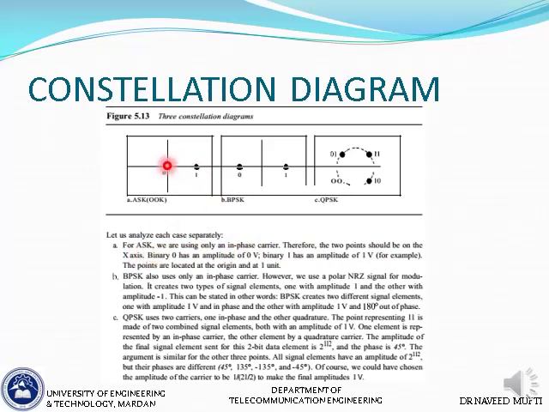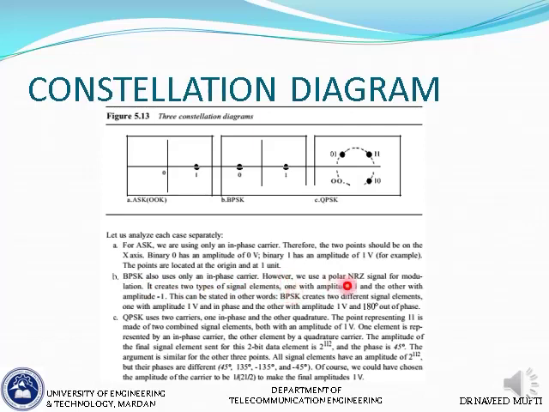एक ज़ीरो एम्पलीट्यूड है और एक हायर एम्पलीट्यूड है. तो ज़ीरो एम्पलीट्यूड that represents at 0 and this amplitude here that represents a 1. So binary 0 has an amplitude of 0 volt, binary 1 has an amplitude of 1 volt for example. The points are located at the origin and at 1 unit apart. जैसे आपको ये नज़र आ रहा है, एक पॉइंट ये, एक पॉइंट ये. And BPSK we can also implement that by using only in-phase carrier.